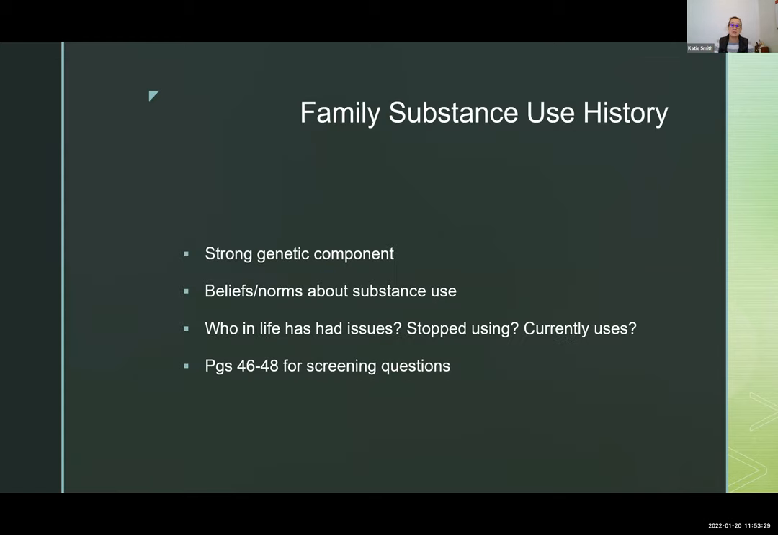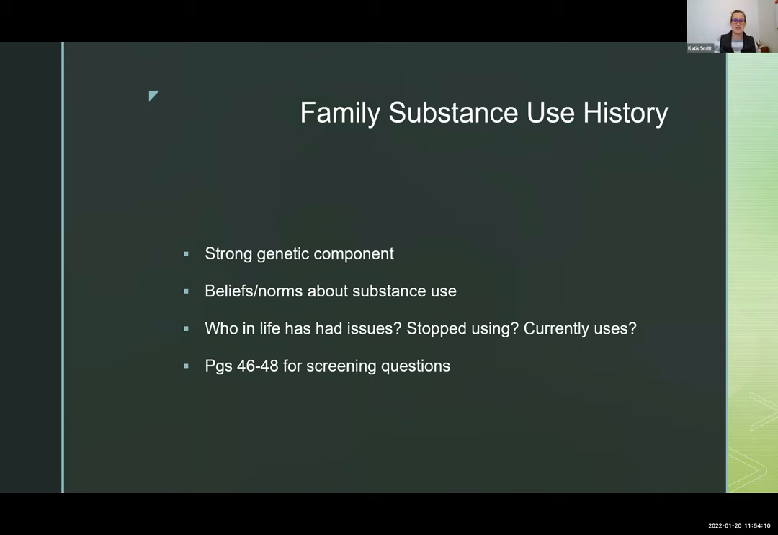So family substance use history, why is this important to get? Well, there can be a really strong genetic component to substance use. There's a bit of nature and nurture, right? There's a nature piece to it where, boy, genetically, I'm predisposed to substance use challenges based on my genetics. And it's just something I inherited. Just like if I have a strong family history of breast cancer, then I'm at higher risk for breast cancer.